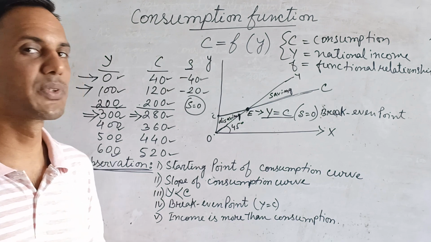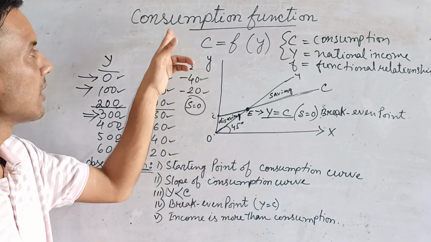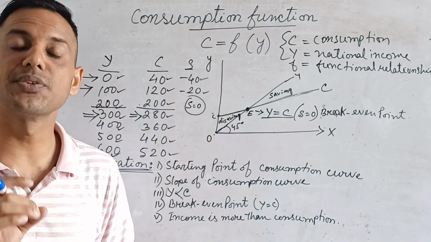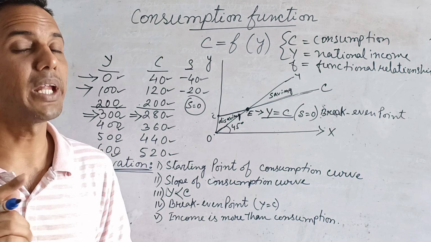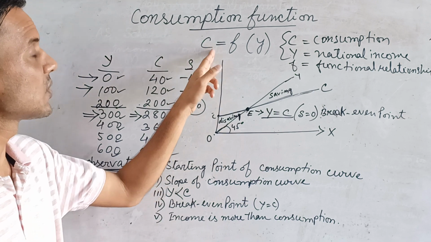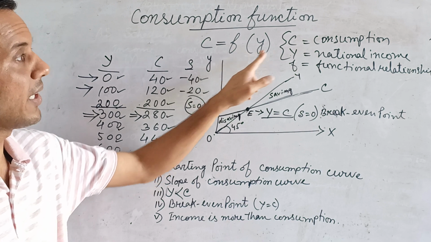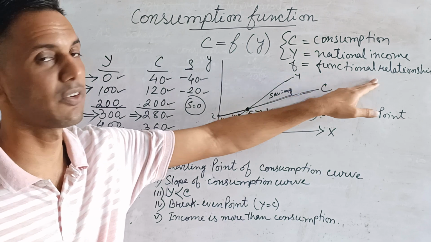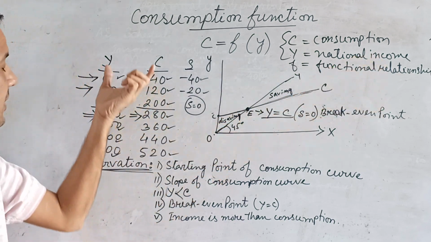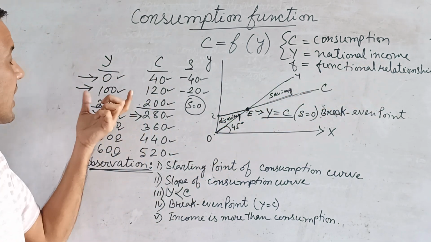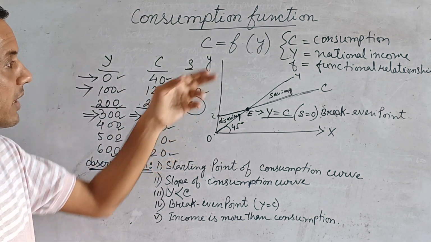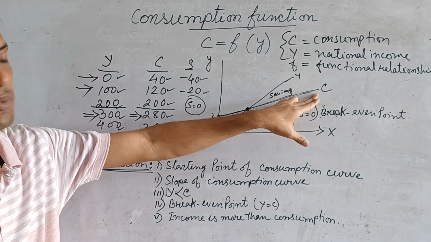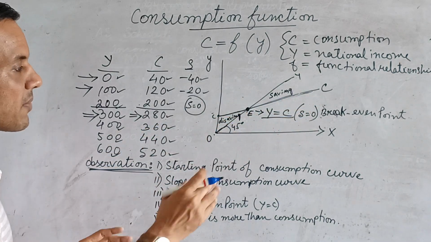Okay, so quickly you see what we have learned. First we have learned the consumption function. This is the functional relationship between consumption and national income. So C is equal to a function of Y, where C is consumption, Y is national income, and f means functional relationship. After that, we assumed some values regarding income and consumption, and according to these values we drew the consumption curve. In that graph you have seen two parts.